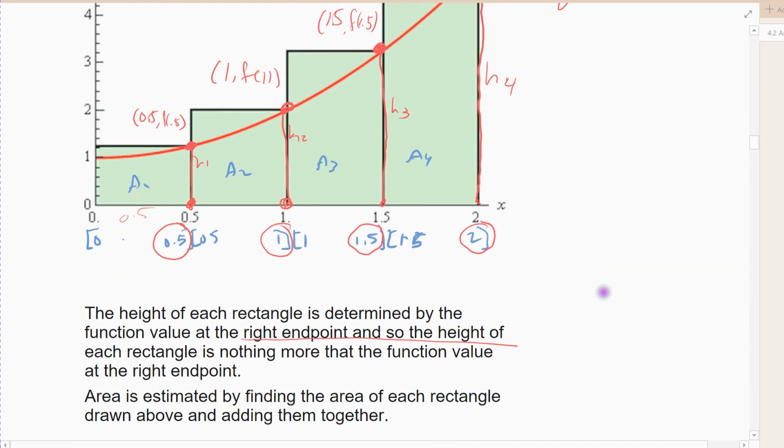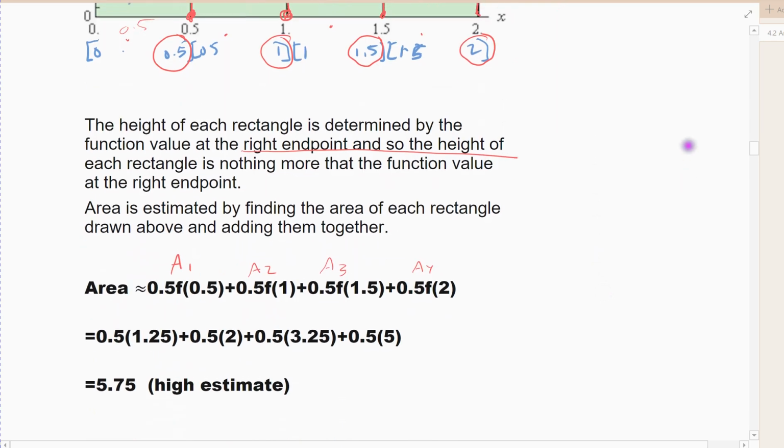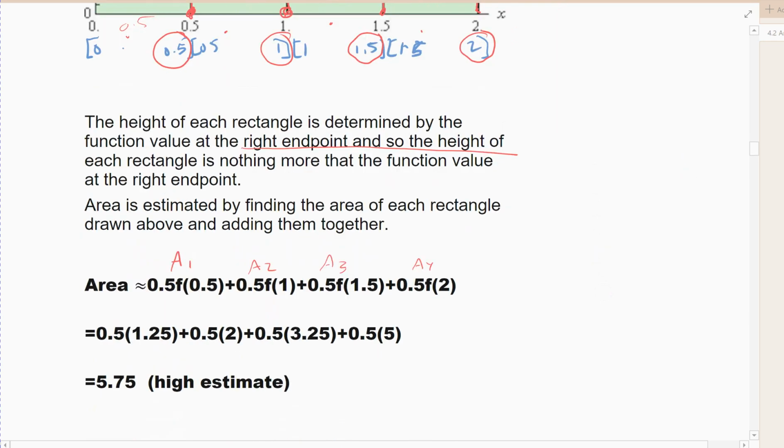And so again, that's just base times height. We find the base is the same, it's that half a unit. The height is the function value at the correct endpoint. Again, where we find those endpoints, remember f of x is x squared plus 1. And so when I take my 1/2 and plug it into this function, I get 1.25, right?